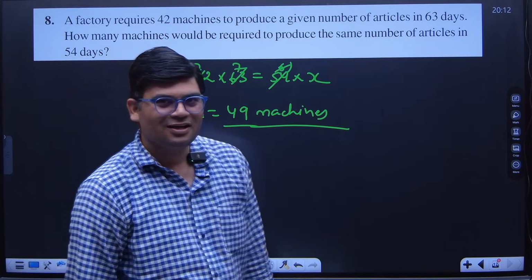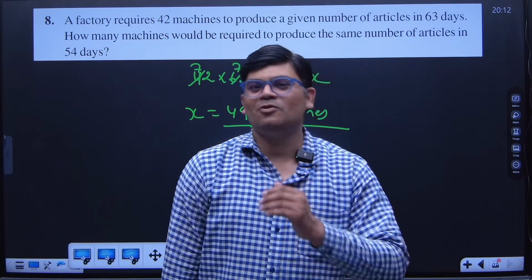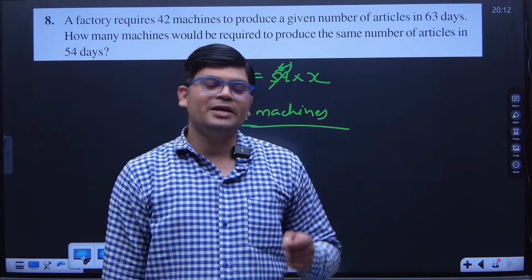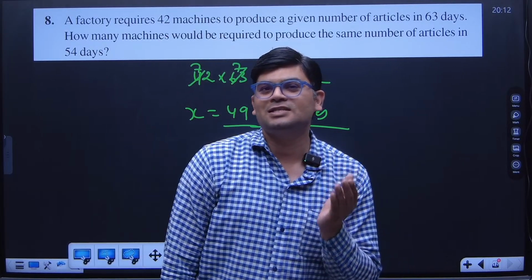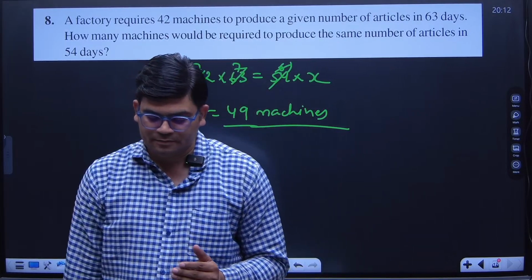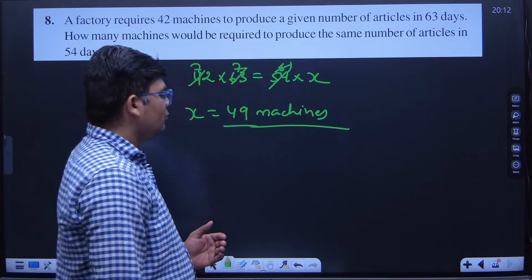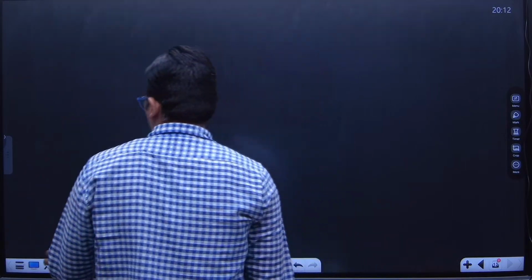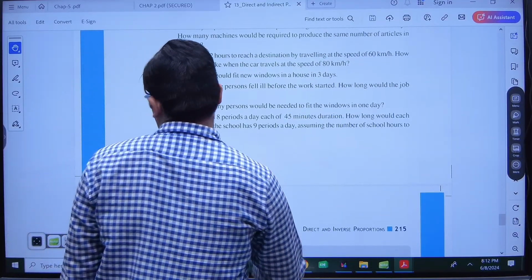49 minus 42 means 7 more machines. So for 9 days, to make it less, you have to increase 7 more machines. Alright? Wonderful. Moving on to the next question.